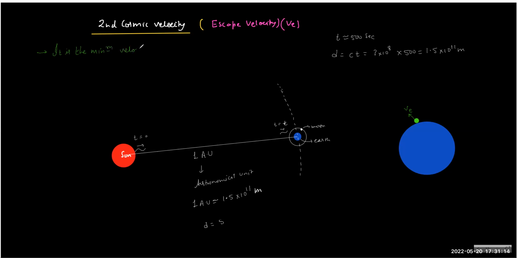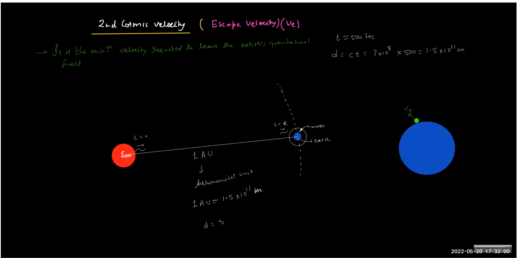So the definition is: it is the minimum velocity required to leave the Earth's gravitational field. Now, technically, the field spans up to infinity, so you cannot leave the field theoretically, right? So here, when I say leave the Earth's gravitational field, it means the dominating field should not be Earth. You must change the Swami. Now, who will be the next Swami of the object?